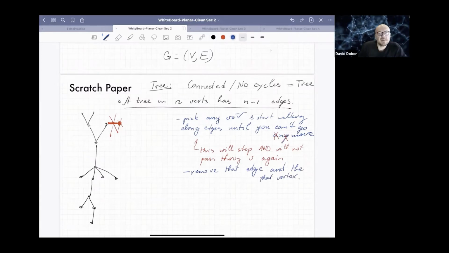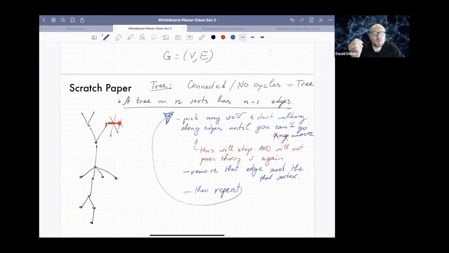Okay, so is it clear? What do I mean by that edge and that vertex? When I stop at some vertex, there was an edge leading to it, so I remove both that edge and that vertex. Then go back to step one. Then repeat. Let's go back here and start over again. What does that mean? Pick any vertex, go along any edge until you can't anymore, and when you reach the end, remove that vertex that you hit the dead end with, and that edge.